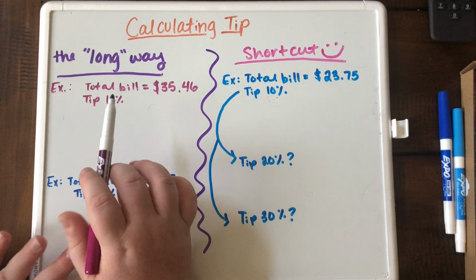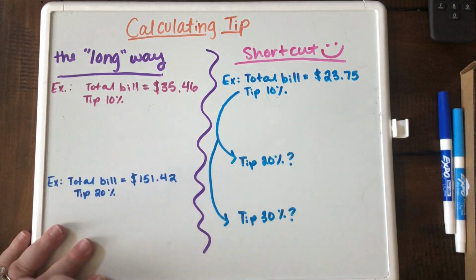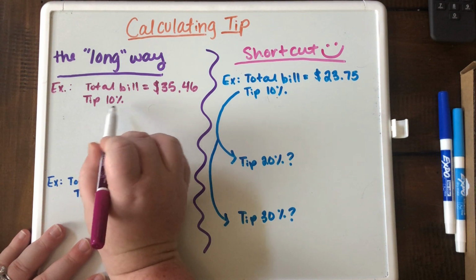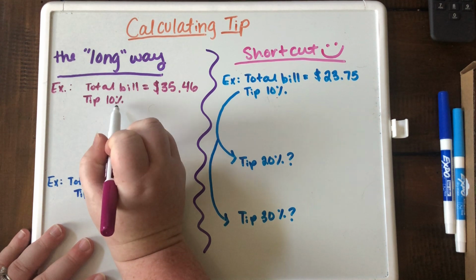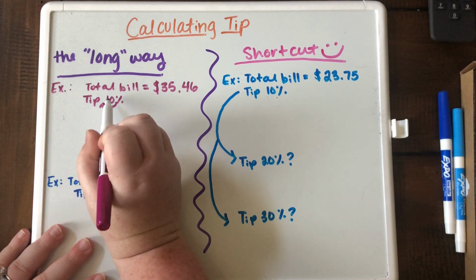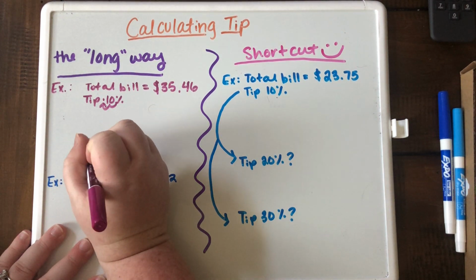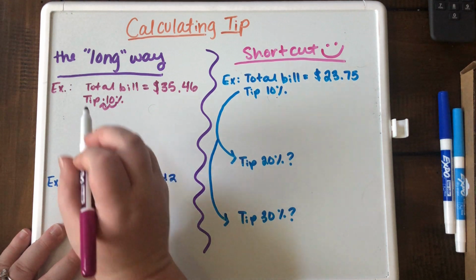So the long way, your bill is $35.46 and you want to tip 10%. So the way you do this is you have to change this percent to a decimal. And the way you do that is you move your decimal point over. Because this is a whole number, your decimal goes at the very, very end. You move it over 2 places, and that's where your new decimal is. So this 10% actually turns into 0.10, okay? And then all you do is multiply your total bill times 0.10.